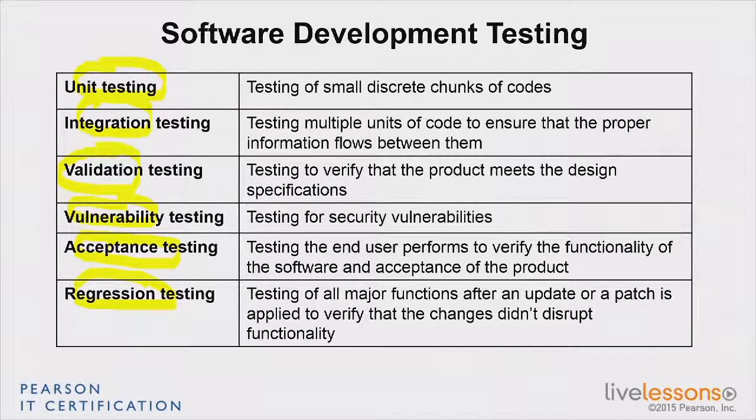Acceptance testing is testing the end user performs to verify the functionality of the software and the acceptance of the product. And then regression testing is testing all major functions after an update or a patch is applied to verify that the changes didn't disrupt functionality, and should also be verifying that the changes did not introduce any security vulnerabilities. So unit testing, integration testing, validation testing, vulnerability testing, acceptance testing, and regression testing.